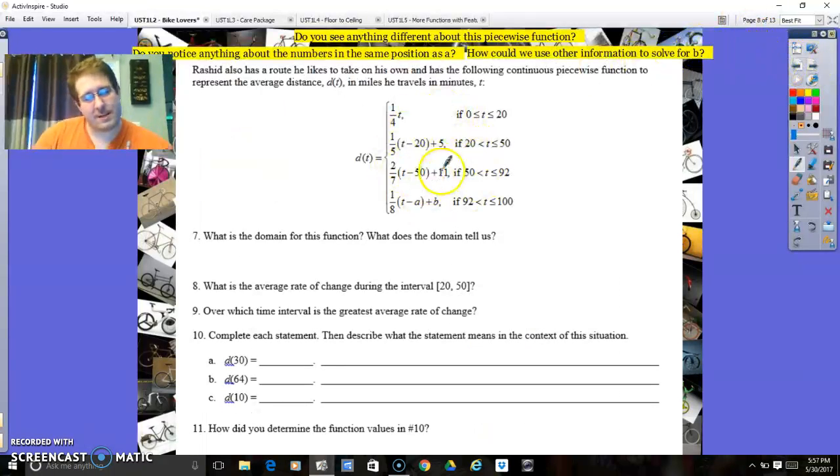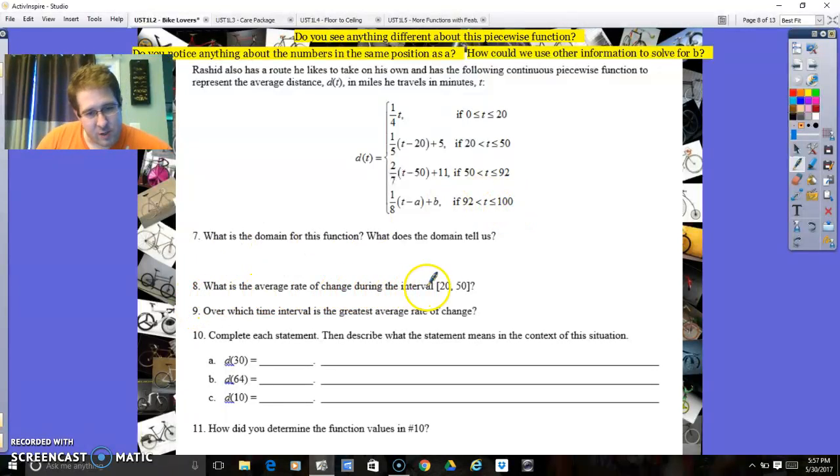Now, this one is exactly the same, but we have one slight difference, and that is that we have got some letters here. We got an A and a B. Now, I need to figure out what is A and what is B. What is the domain of this function? The domain is from 0 to 100. 0 is less than or equal to x, which is less than or equal to 100.